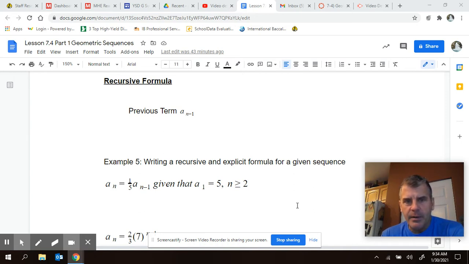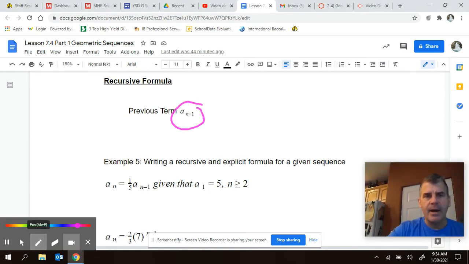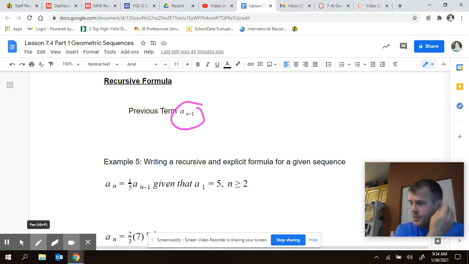Just recall that anytime we're dealing with a recursive formula for a sequence, it's different than the explicit formula. So you've got to keep this straight as to the terminology and what they're looking for when solving these problems. A recursive formula always will involve what is called the previous term. It's notated using a sub n minus 1. Anytime you see this a sub n minus 1, your brain should automatically think the previous term.